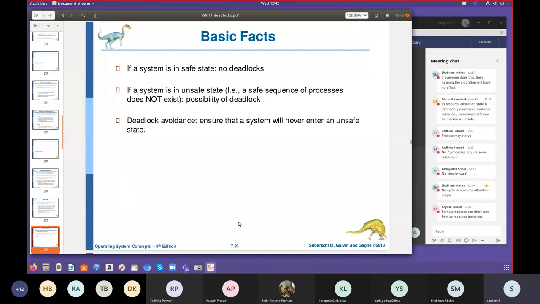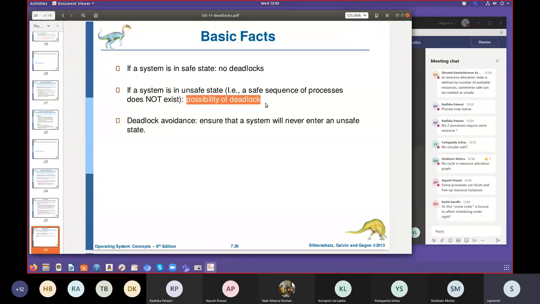So basically now, if the system is in a safe state, then there is no possibility of a deadlock. If a system goes into the unsafe state, then there is a possibility of deadlock. Though it cannot always be guaranteed that there will be a deadlock, there is a possibility. However, deadlock avoidance algorithms do not take that risk. They ensure that a system will never enter an unsafe state.